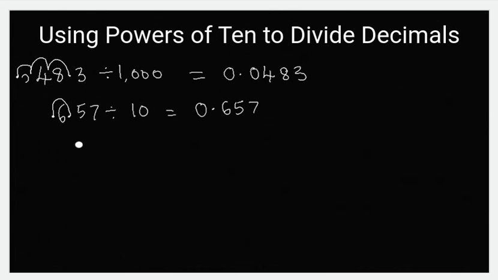All right, more examples. 29.2 divided by 100. How many zeros do we have here? 2. So we'll move this backward twice. 1, 2. This will be your new decimal point position. So that will give us 0.292.